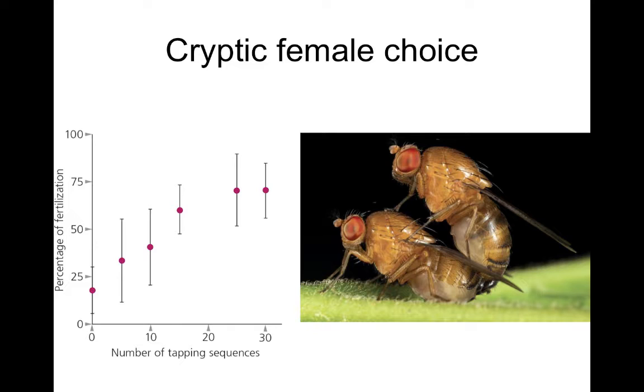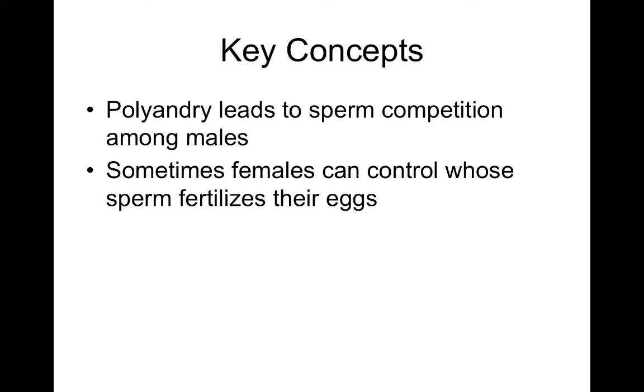And in a number of organisms, there's really some cryptic female choice. They may look like females mating with multiple different males, but females may exert a lot of choice. So there's some interesting evidence of that even in fruit flies and other organisms. All right, so multiple mating can lead to sperm competition among males, and females can often exert control over which sperm fertilizes eggs.